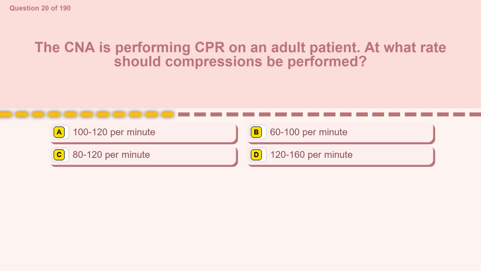Option A, 100 to 120 per minute. Option B, 60 to 100 per minute. Option C, 80 to 120 per minute. Option D, 120 to 160 per minute.